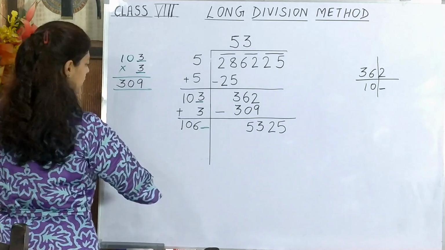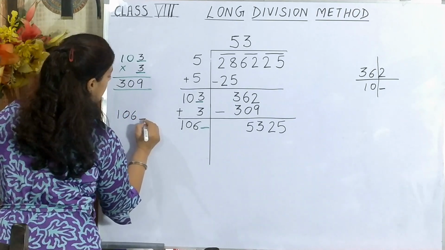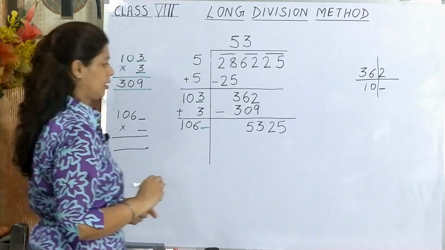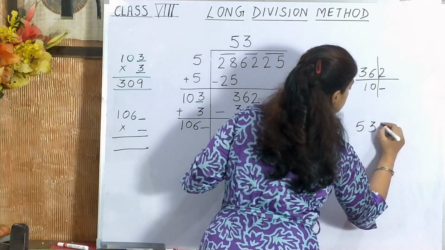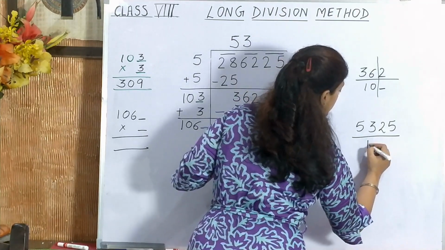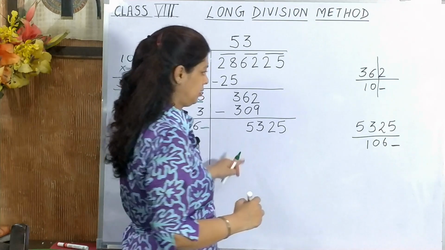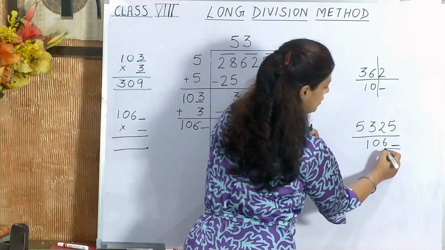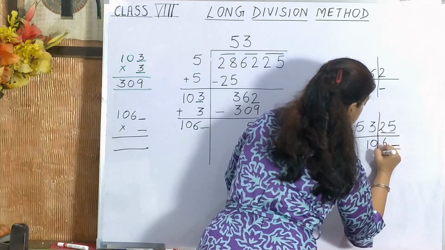So I perform the multiplication on this side, 106 and the missing digit. I do the approximate division, 5325 divided by 106 and the unknown number. Now this time I leave 2 digits starting from the units place in the denominator as well as the numerator. Draw a line.